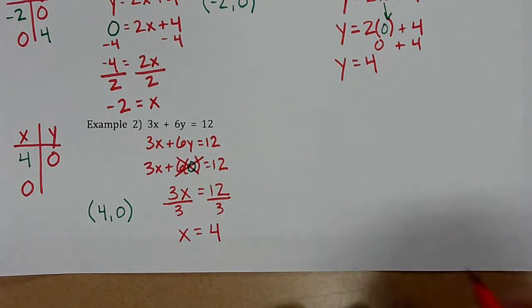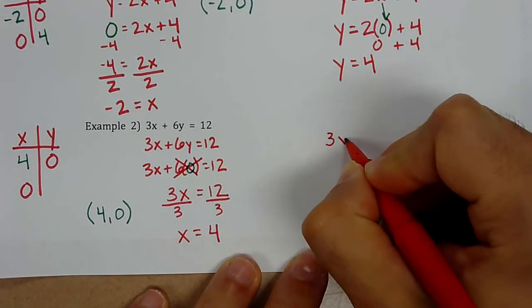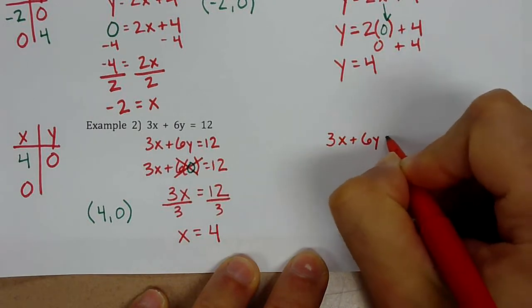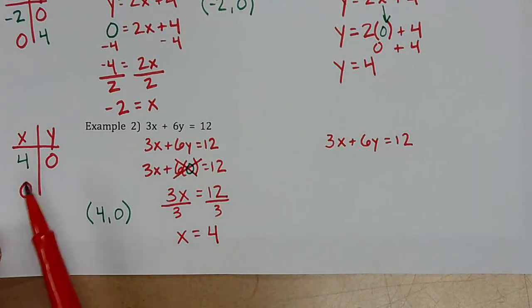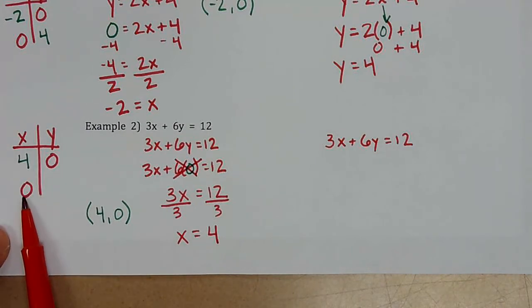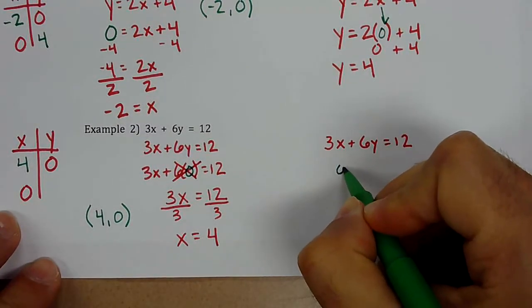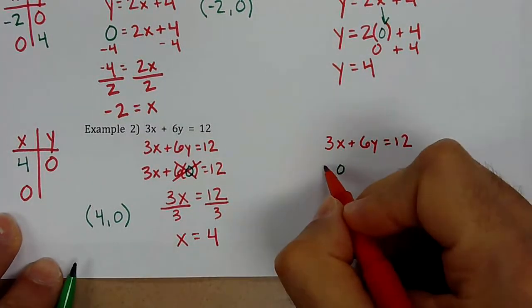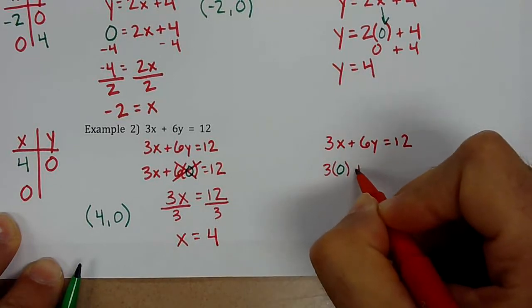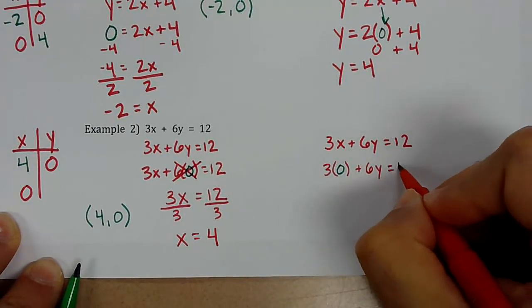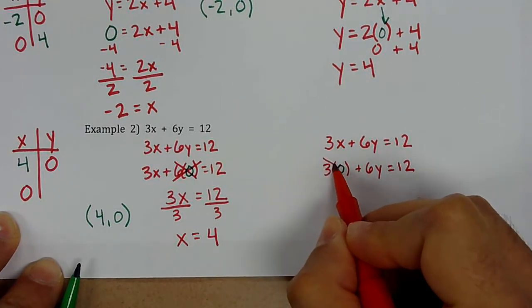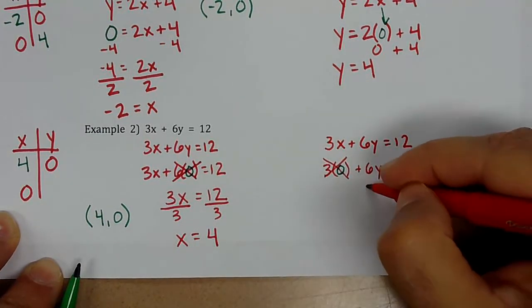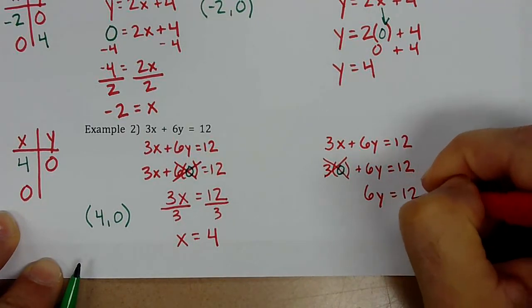Not done yet. Have one more problem. So I'm going to do 3x plus 6y equals 12. Still need to find that y-intercept. And at the y-intercept, the x is 0. So I'm going to come over to my equation, and I'm going to make the x 0. 3 times 0 plus 6y equals 12. 3 times 0, this term makes 0, leaving me with 6y equals 12.